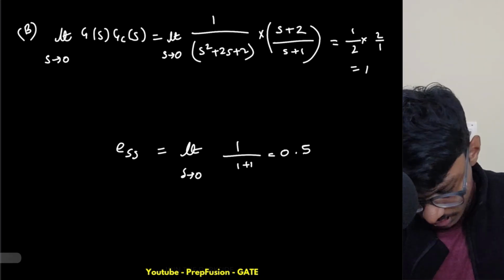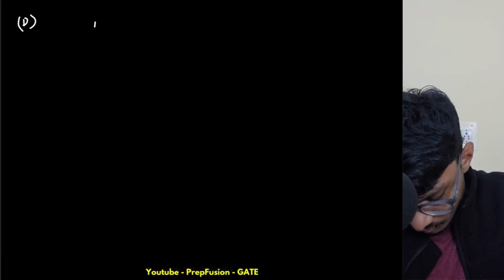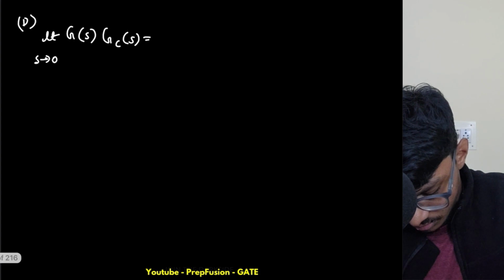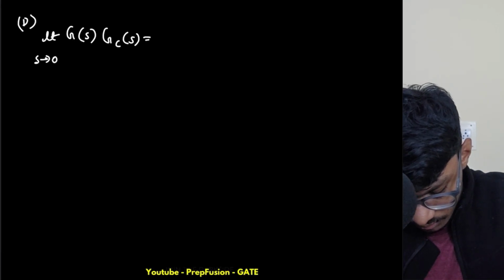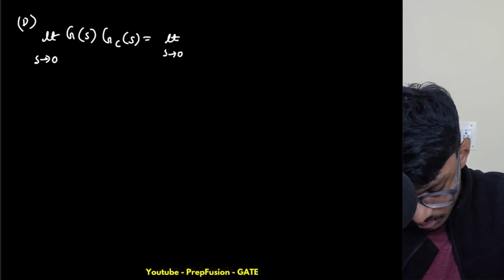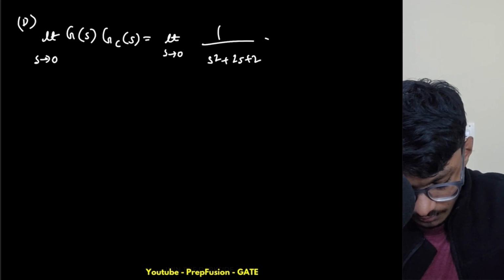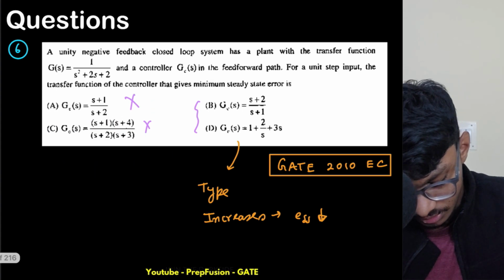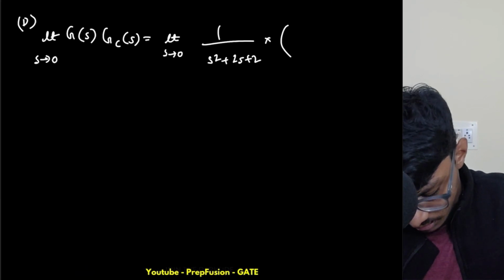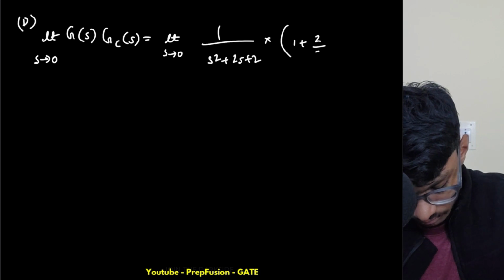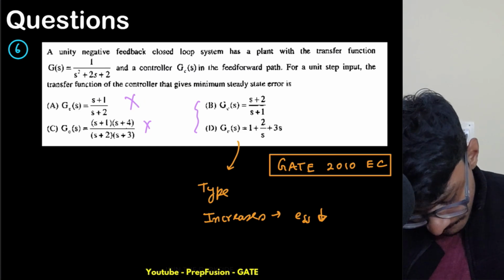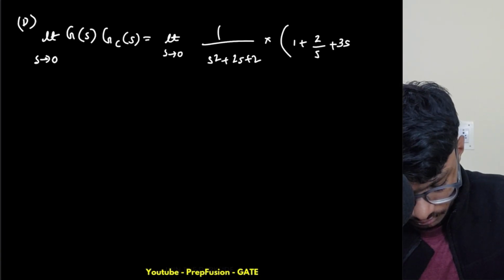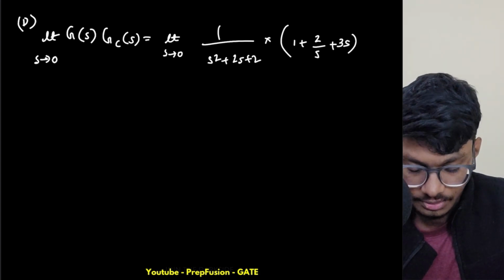So basically it will be g of s. So here this will be 1 upon s square plus 2s plus 2 into s plus 2, not s plus 2, sorry, this will be 1 by 2 plus s plus 3s. Okay, so it will be 1 plus 2 by s plus 3s.